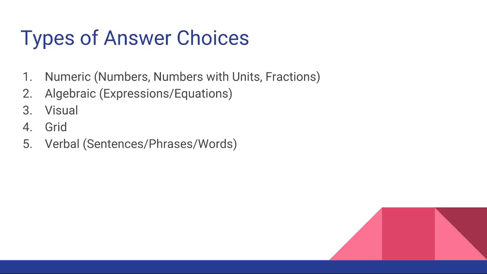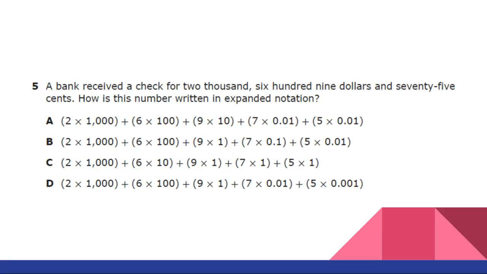Number 3 would be a visual. Again, a diagram, a table, a number line. This would be a visual. 4 would be a griddable item. And 5 will be a verbal situation, such as having sentences, phrases, or just a few words. So let's look at number 5. What type or format is this answer choice?